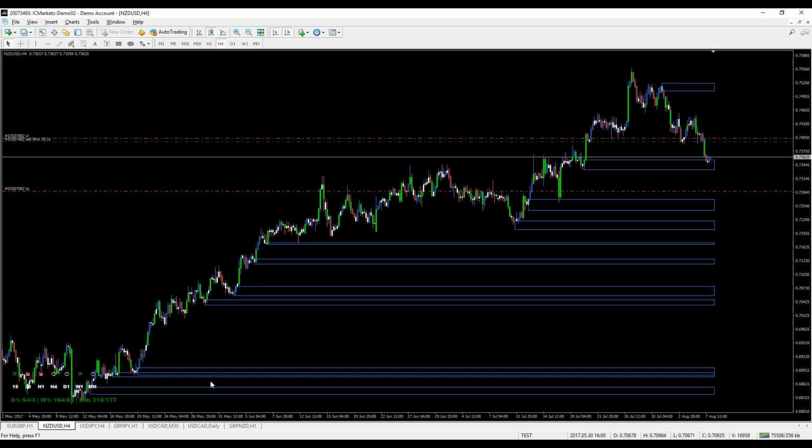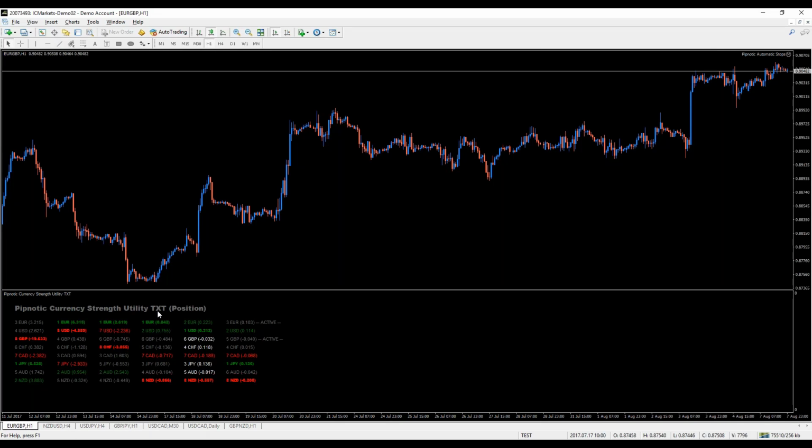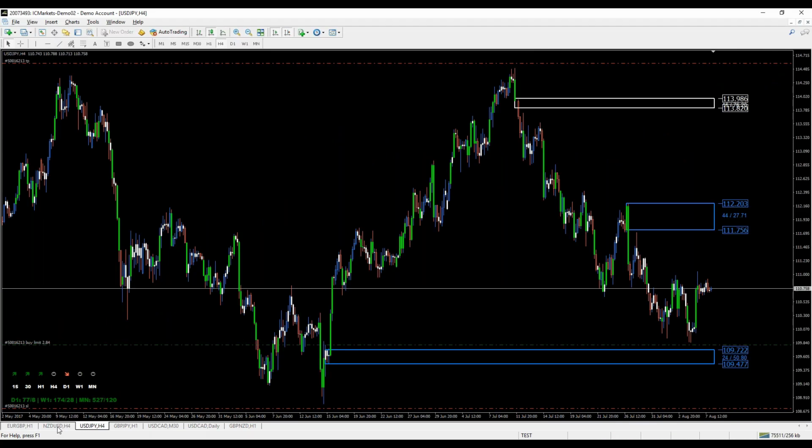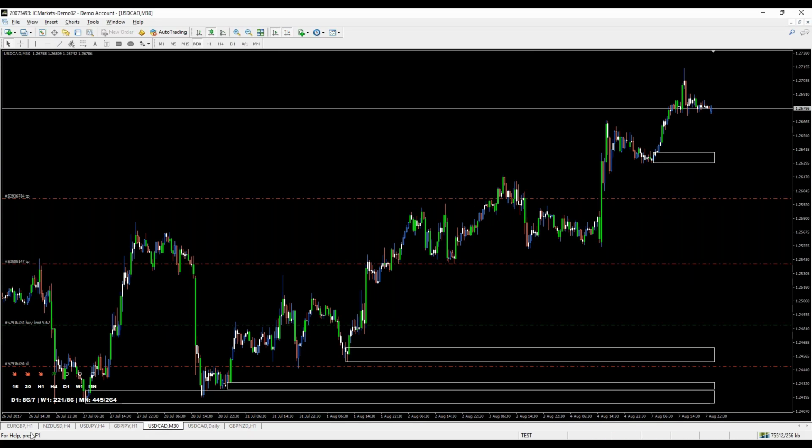Okay, Brooks is saying, the currency strength utility, the text version, I missed that. Can you run through it for a minute? Yes, of course, absolutely. This is the dashboard, as I call it. We have the Pipnotic currency strength utility, TXT. The reason it's TXT is because I had the histogram, which is the other one.